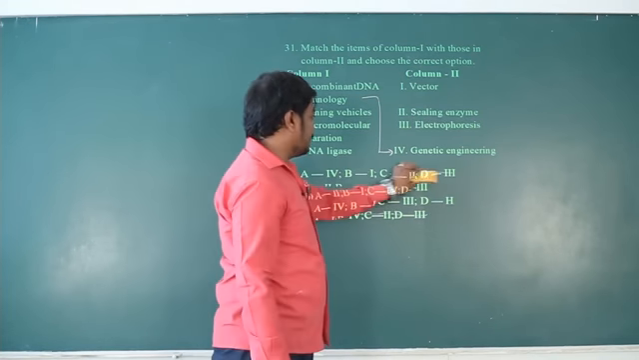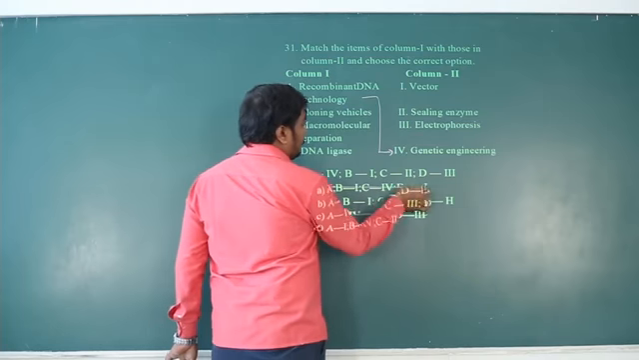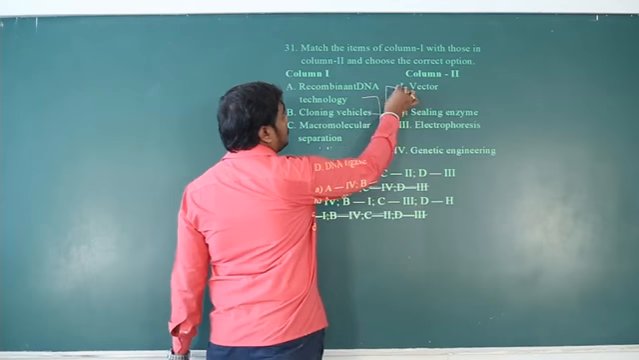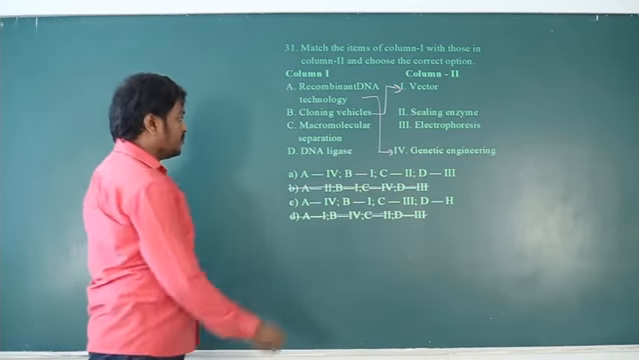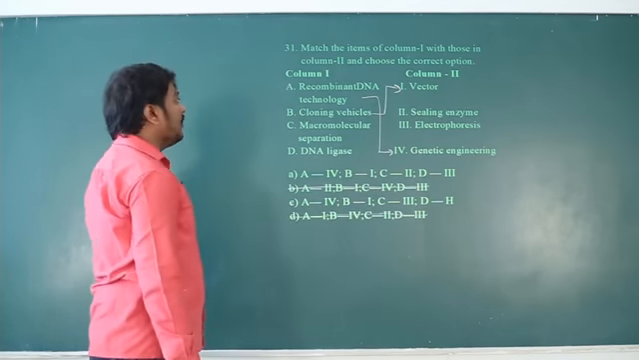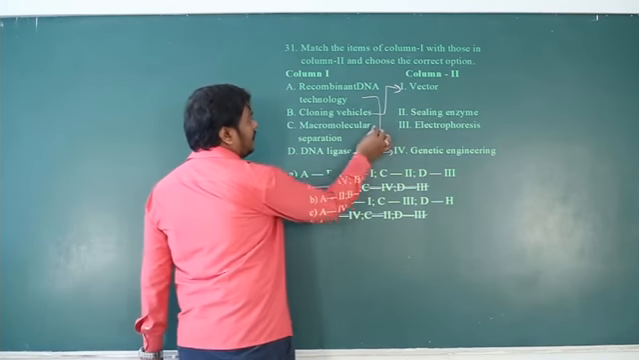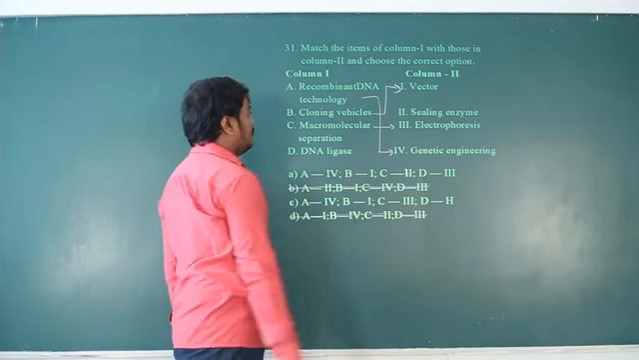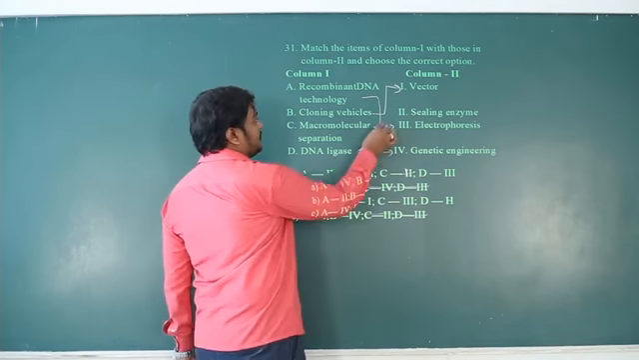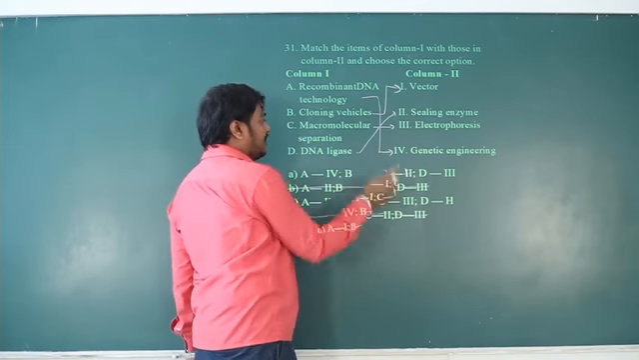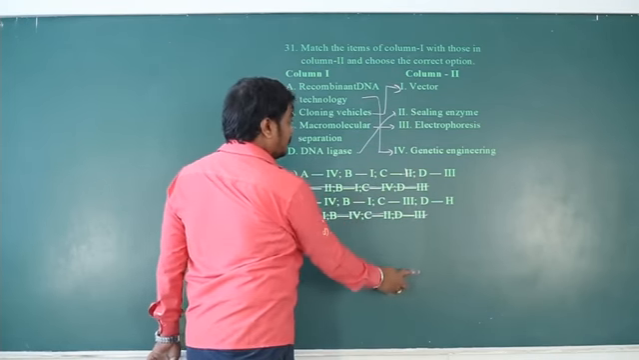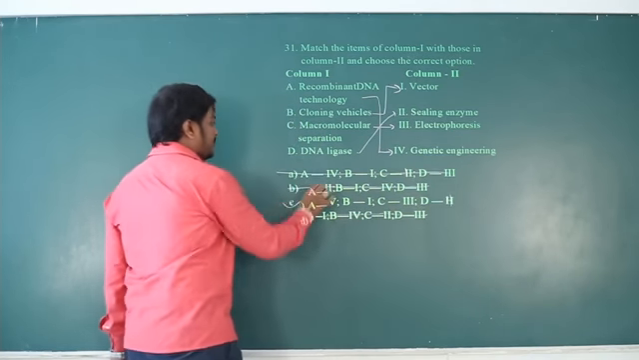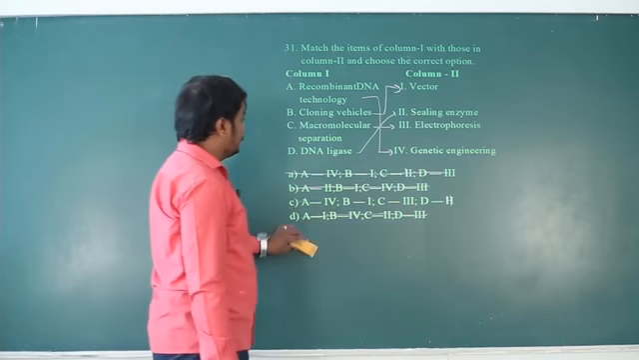A4 is the answer. Cloning vehicle is vector, so B1. Macromolecular separation is done by electrophoresis, so C3. DNA ligase is a sealing enzyme which can join the DNA, so it is D2. So that one should be eliminated, and the correct one is this. Hope you got it.